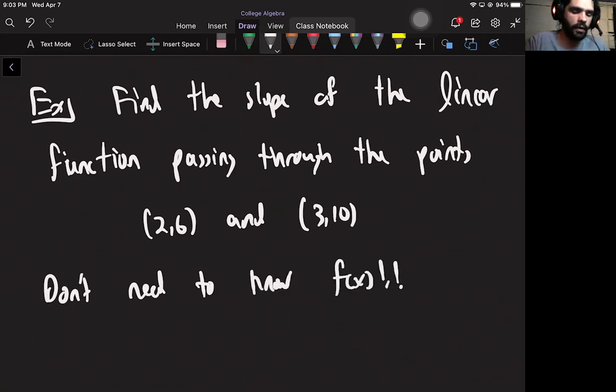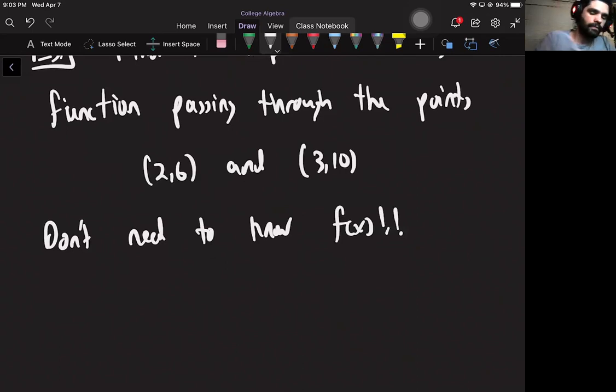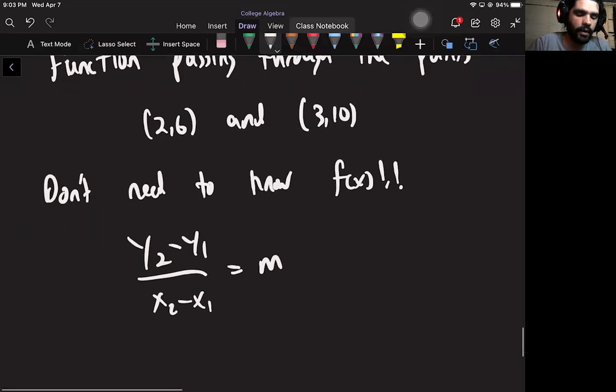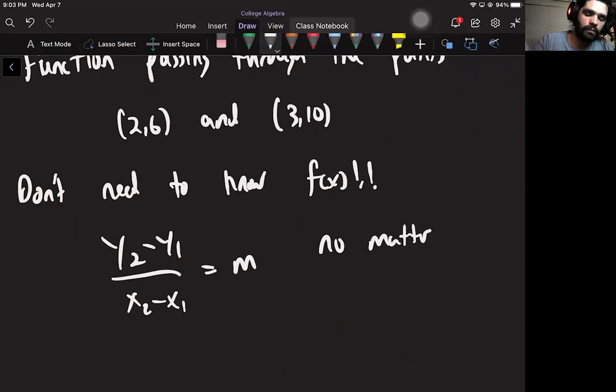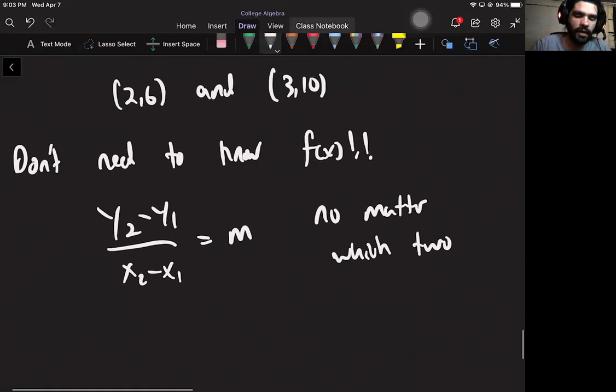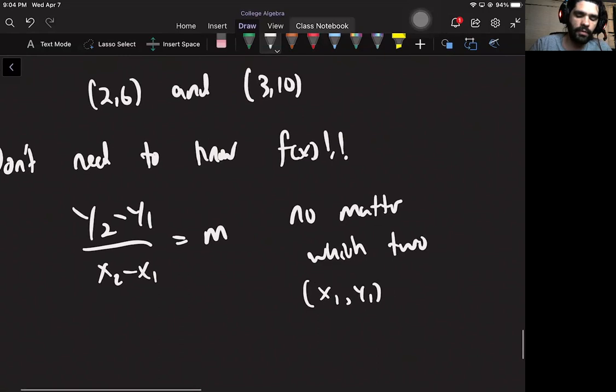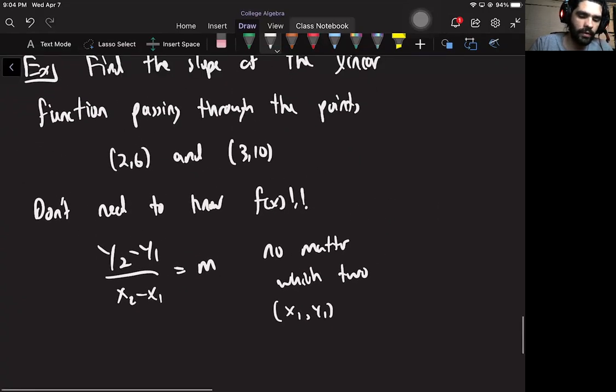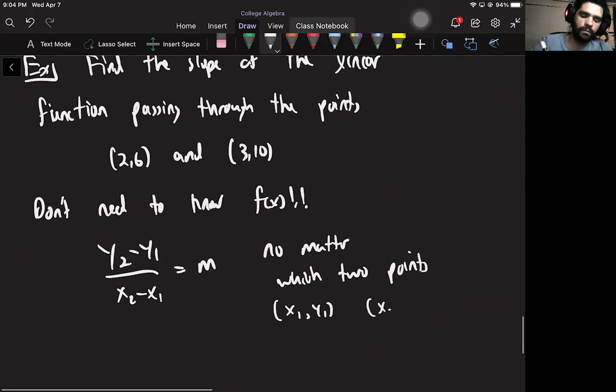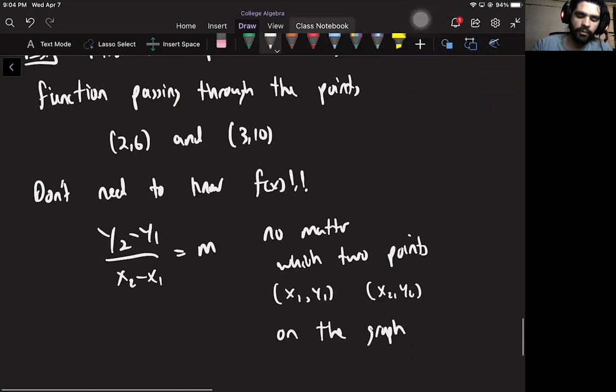In fact, later we're going to figure it out. What we know is that y2 minus y1 over x2 minus x1 equals this number m that we're looking for, no matter which two x values you start with. But these x and y values are related to each other. The x value x1, you plug it in and you get the y value y1. That means (x1, y1) is a point on the graph of the function. So really, you can say it like this: no matter which two points on the graph, they've got to be on the graph. They can't just be whatever numbers you want.